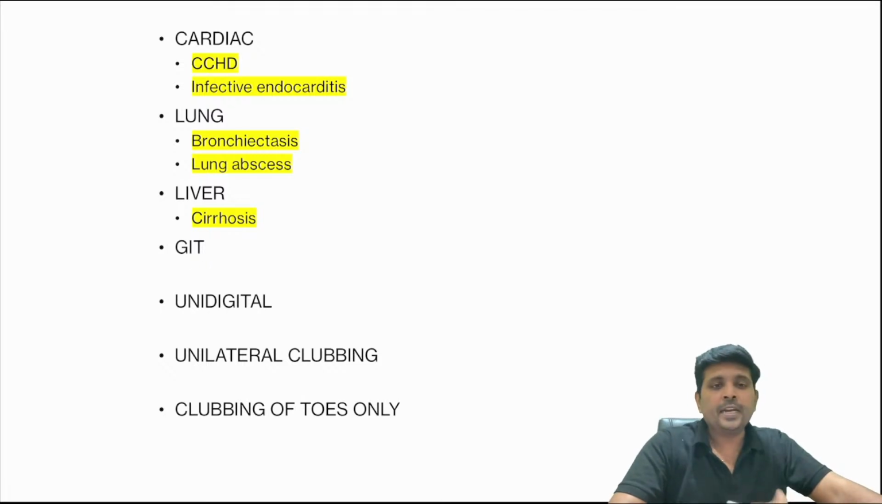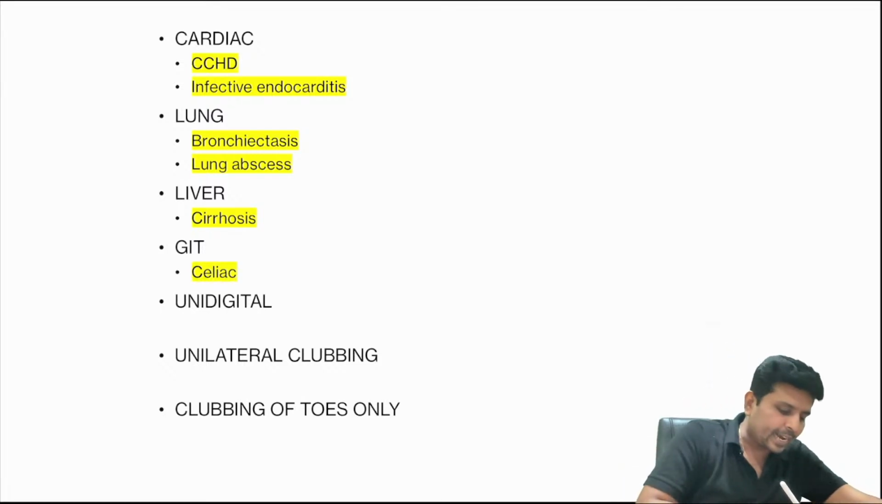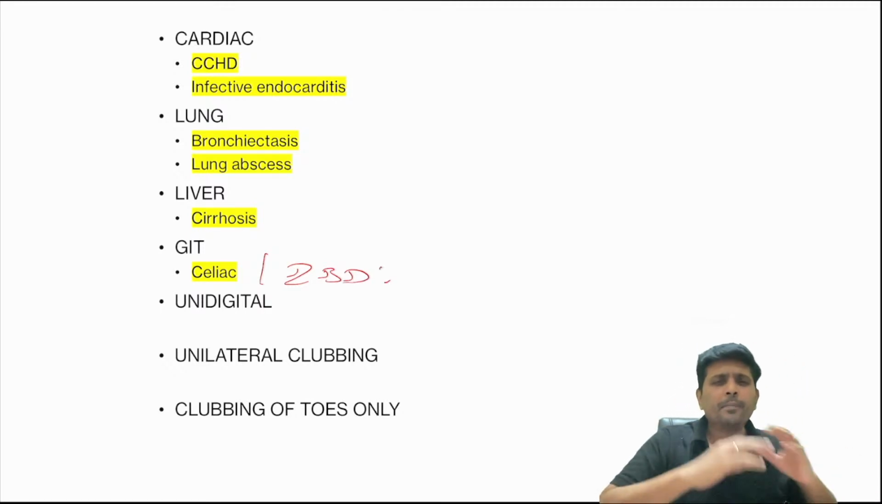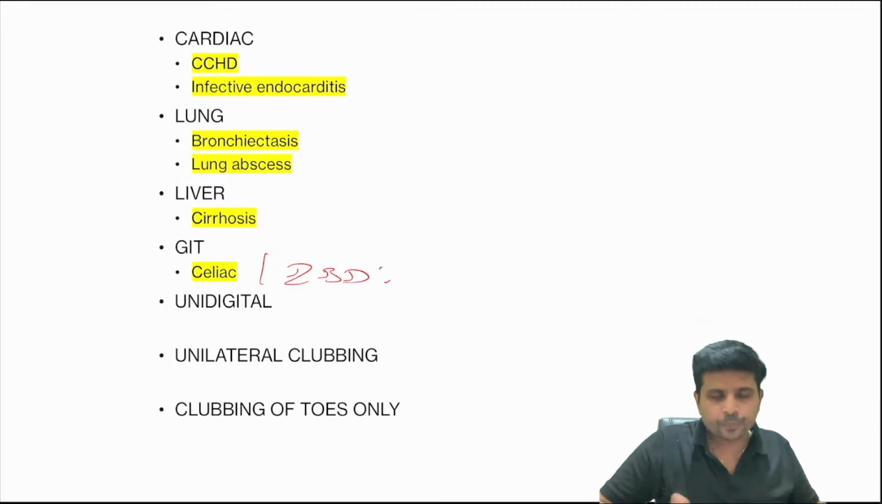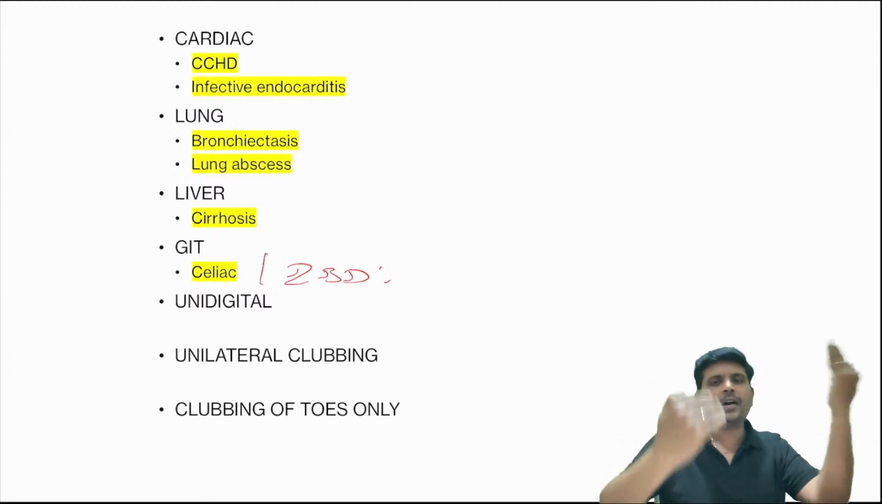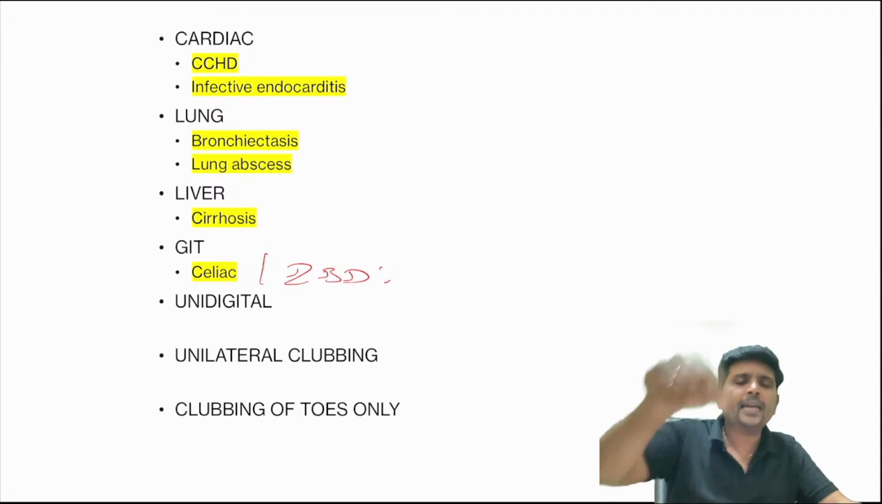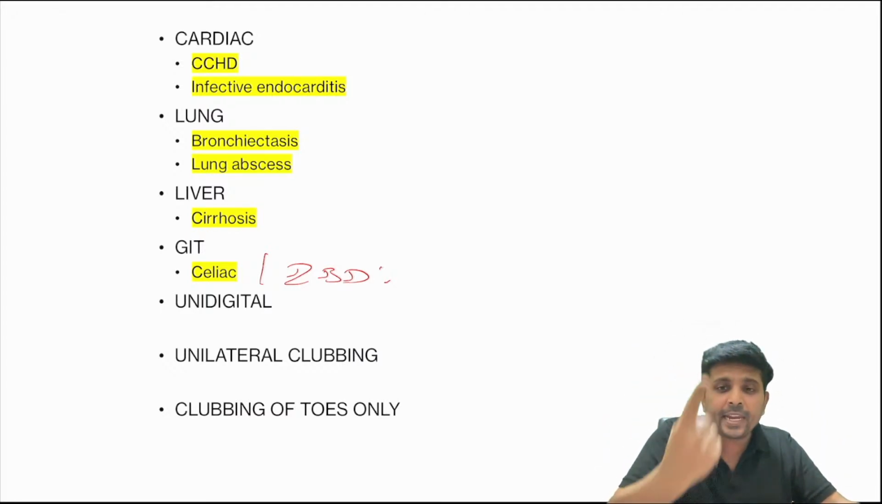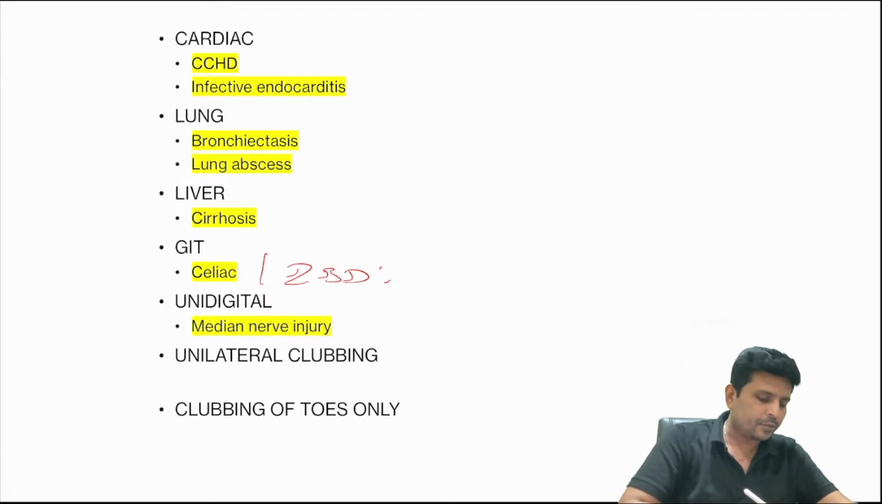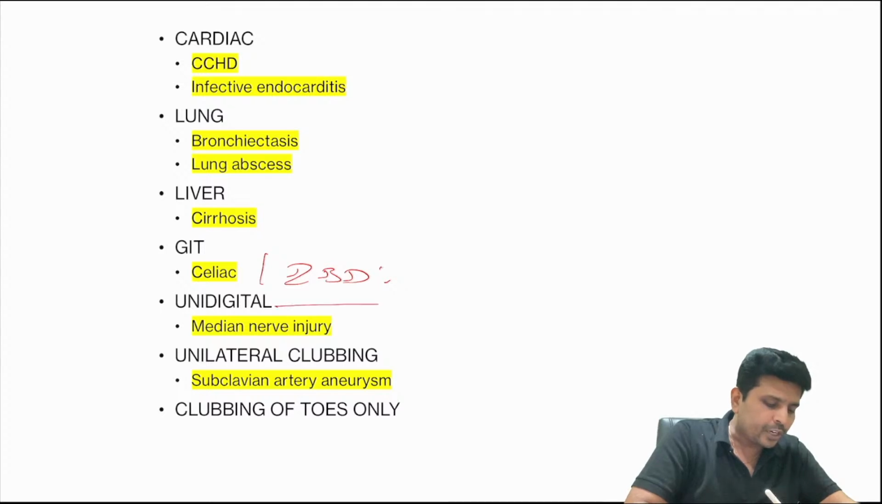Cirrhosis, inflammatory bowel disease, and celiac disease can cause clubbing. Remember, in all these conditions you have clubbing involving both limbs: right arm, left arm, right leg, left leg. Whenever clubbing involves only one finger, that is called unidigital clubbing, and the most common cause is trauma.